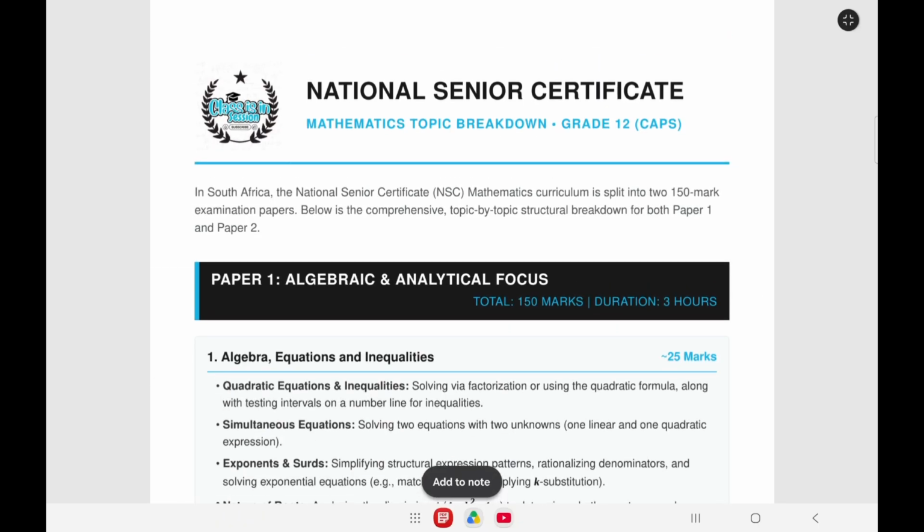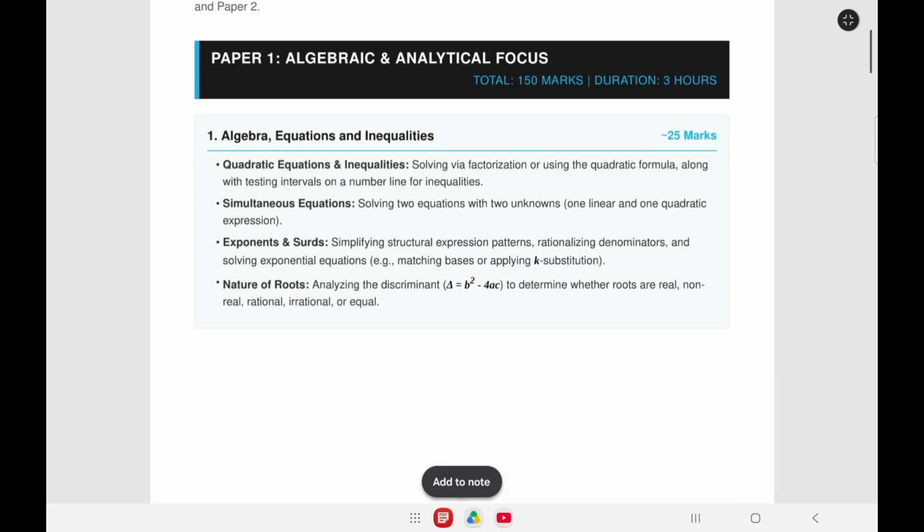National Senior Certificate, Mathematics Topic Breakdown for Grade 12 CAPS. In South Africa, the National Senior Certificate (NSC) mathematics curriculum is split into two 150-mark examination papers. Below is the comprehensive topic-by-topic structural breakdown for both Paper 1 and Paper 2. In Paper 1, we have algebraic and analytical focus. It's worth 150 marks and the duration is 3 hours.